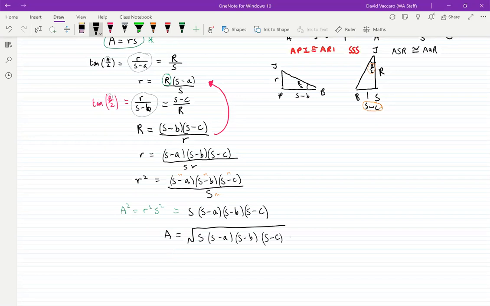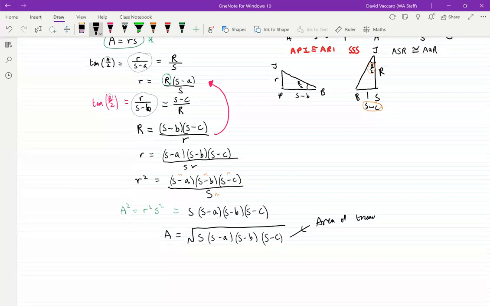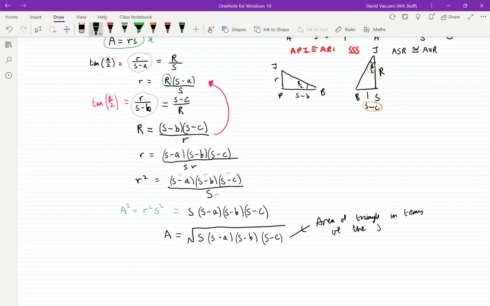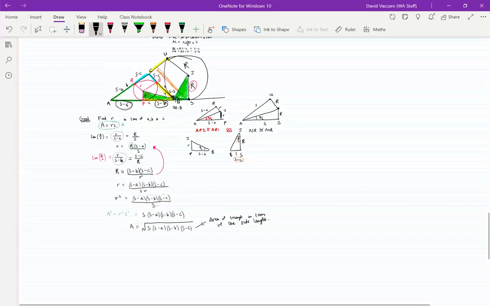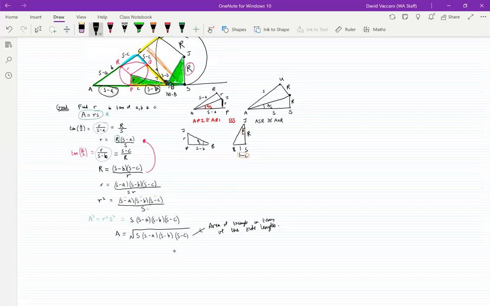And so if you've never seen this before, this is an expression for the area of a triangle in terms of the side lengths. There's very many different proofs of this result. This is one of my favorite, using the incircle and the X circle. But this result has got a name. If you think you know the name, put it into the chat. It is named after a Greek mathematician called Heron. So this is called Heron's formula.